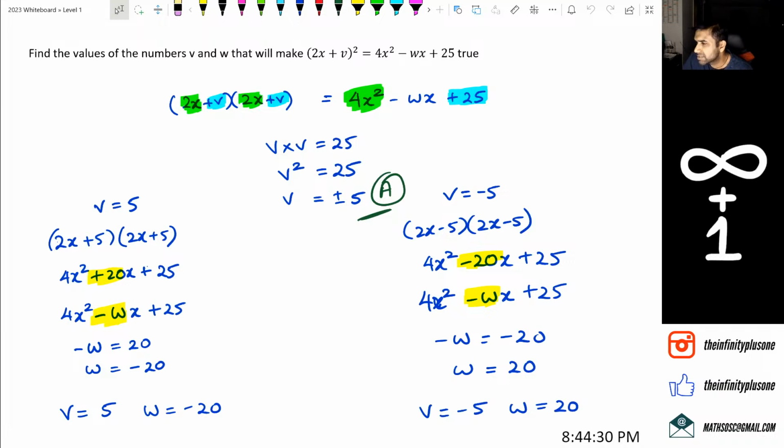Chunky, you've got to have two same numbers that multiply to 25, and the only two numbers that multiply into 25 is going to be 5, because 5 times 5 is 25. Sarah, the reason I substituted v in there is because I needed to expand that quadratic to figure out what the w is.